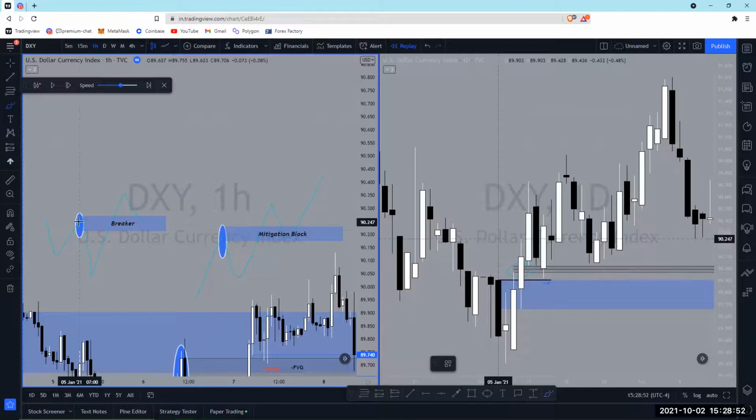Now, once you have that, this is the most solid entry technique. I personally use this, and it's by far my favorite entry technique. Okay, so if you have a fair value gap that is also coupled with a breaker, then I'm going to up my risk on that. I'm going to up my risk on it. That's how confident I am in this.